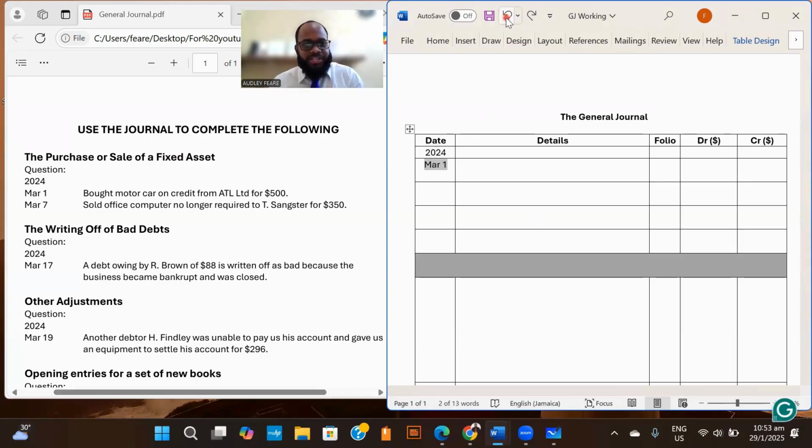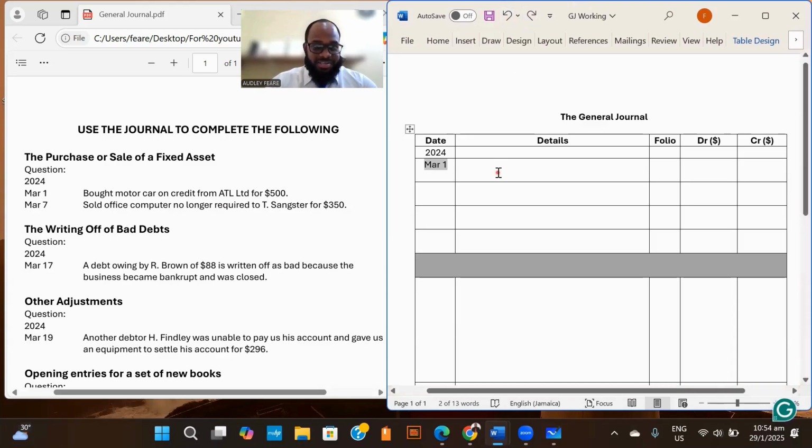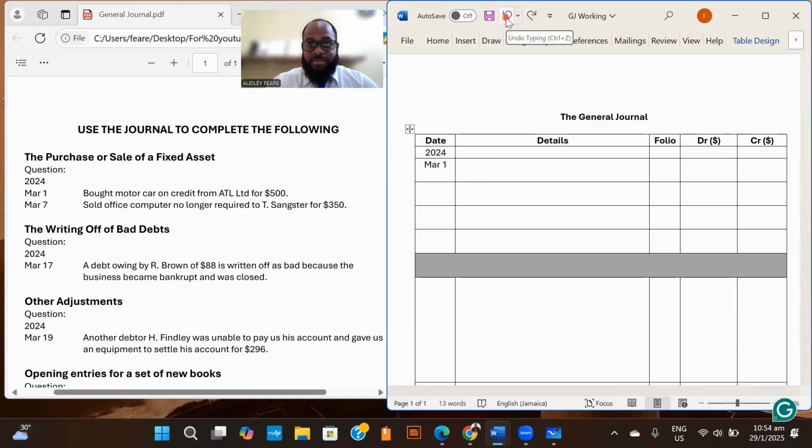Remember, we're doing the double entry in the journal. So instead of doing it in the ledger, we're recording it in the general journal. So the accounting double entry rules would be wise to understand and master by the time we reach this level. So let's go. We bought a motor car on credit. So we have an asset and we have a liability. When asset increase, we debit, liability increase, we credit.